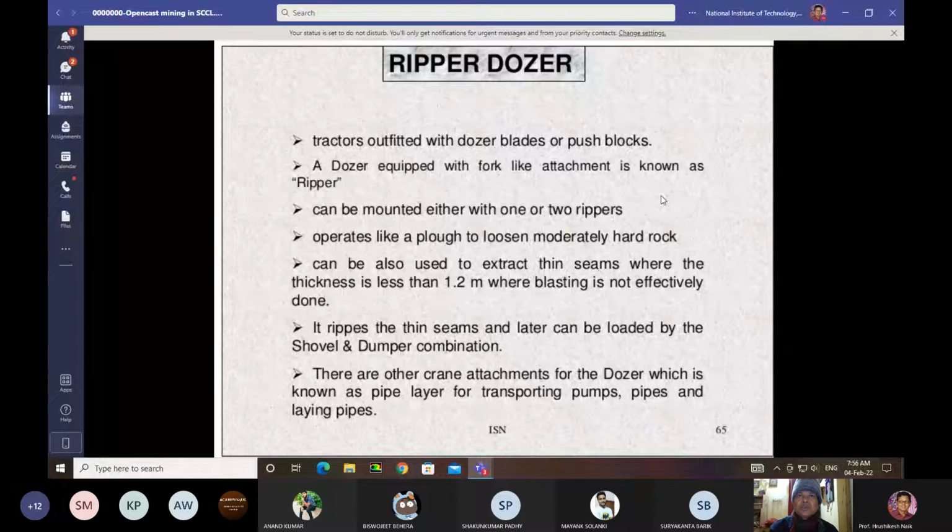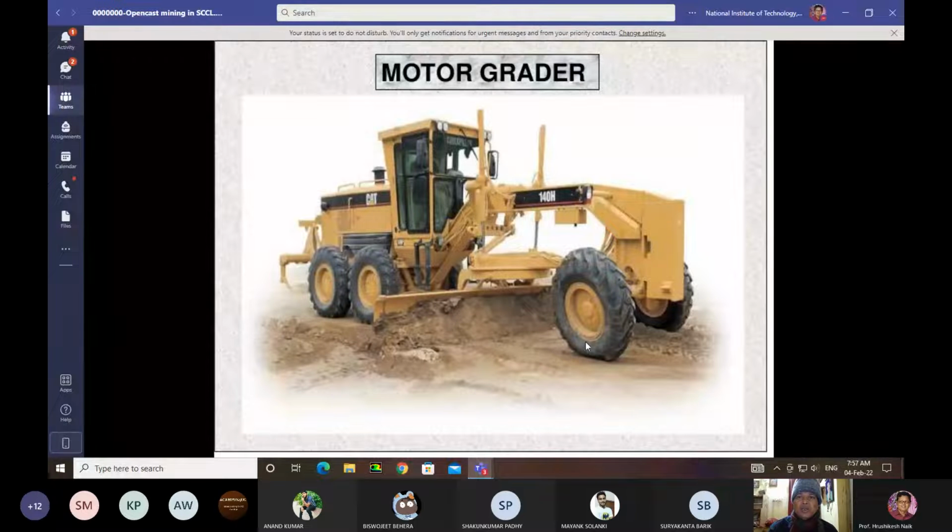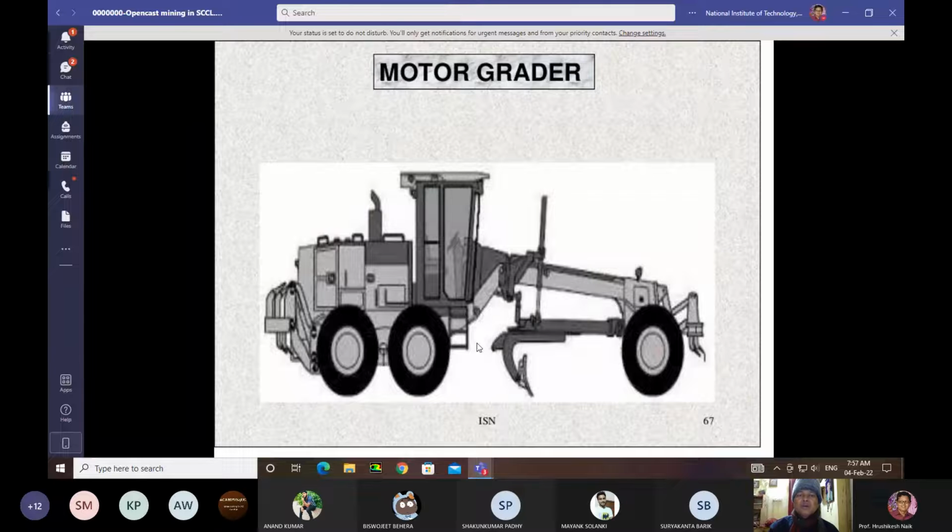Okay, so this is a motor grader. This is another heavy earth moving equipment, which is called your motor grader. So these motor graders are used for leveling the haul roads, leveling the surface. This is a motor grader. This is the schematic diagram of motor grader. So below the chassis, this fork is there, by the help of which the material can be pushed or leveled. So this is called a motor grader.